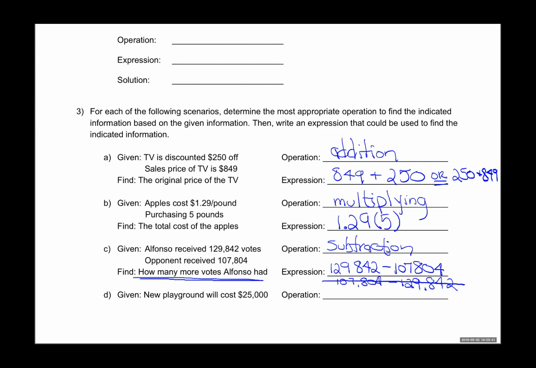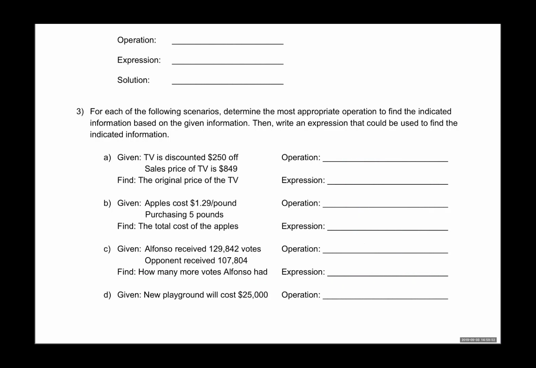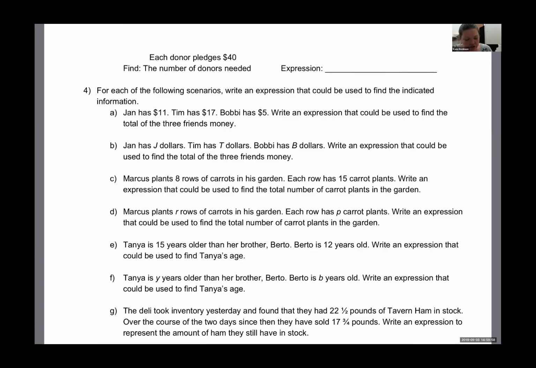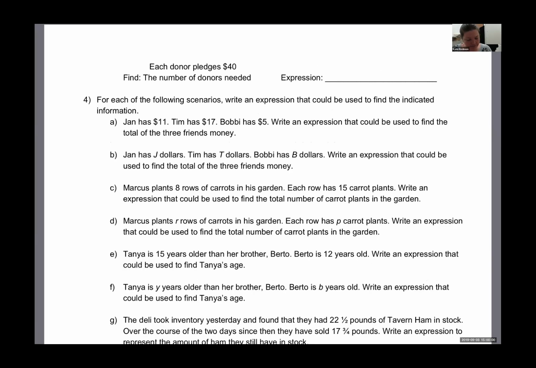Let's look at the next one. Oh man, did I cut this one off by accident? I hope not. To go on to the next page, I'm sorry. So it says, given the new playground will cost $25,000, and each donor pledges $40, find the number of donors needed. Division, absolutely. And so what would my division expression be? It's going to be 40 divided by 25,000.